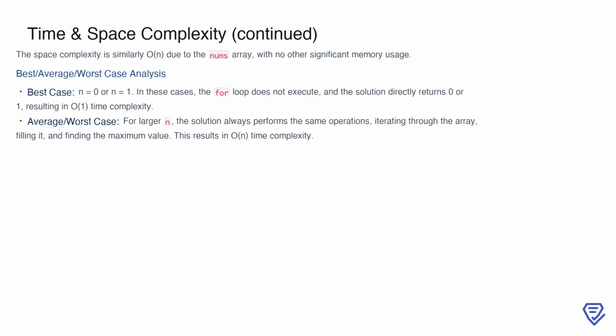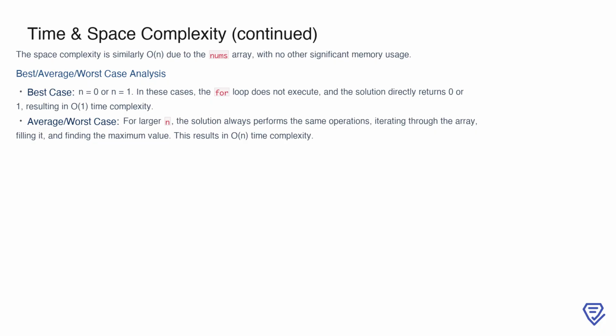Now, let's look at the best, average, and worst case scenarios for this algorithm. In the best case, when n is 0 or 1, the for loop doesn't execute at all, and the solution directly returns 0 or 1. This results in a constant time complexity of O(1). For the average and worst cases, when n is larger, the algorithm must execute all operations, including iterating through the array, filling it, and finding the maximum value. These operations collectively result in a time complexity of O(n), which remains consistent regardless of the input size beyond the best case.